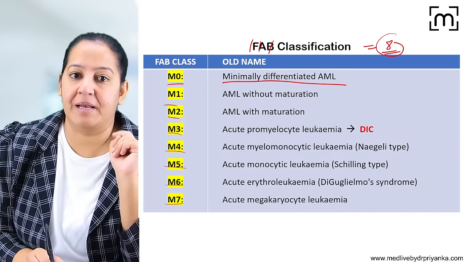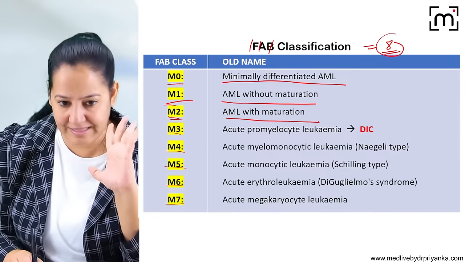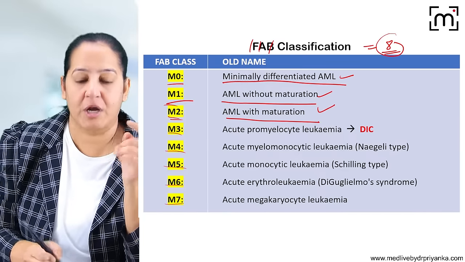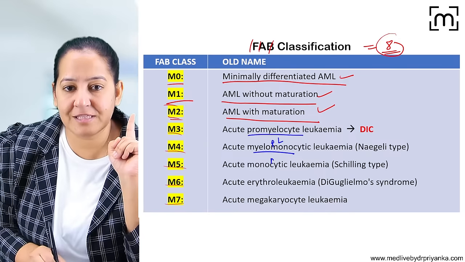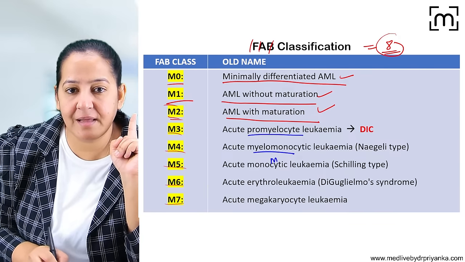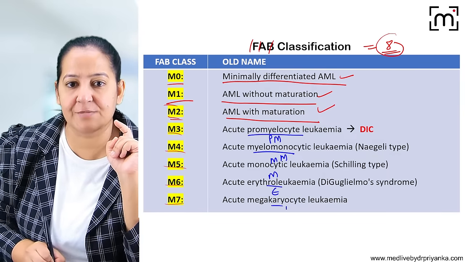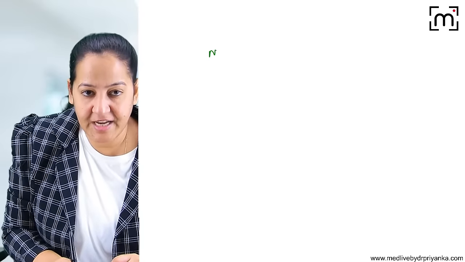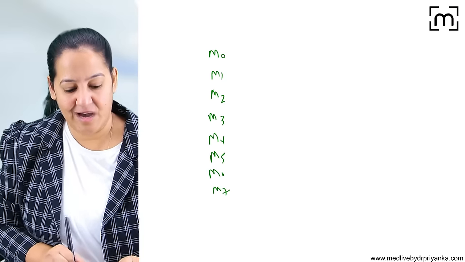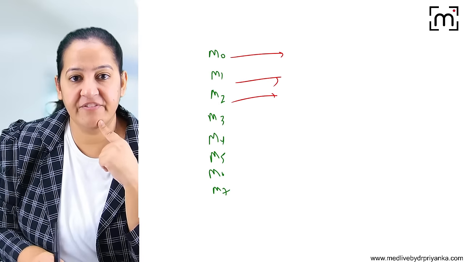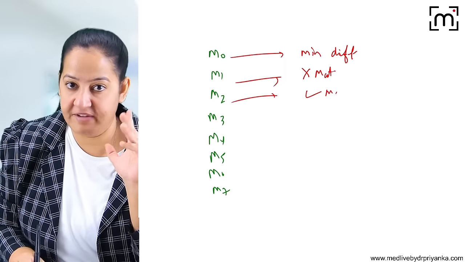M0 is minimally differentiated AML. M1 is AML without maturation. M2 is AML with maturation. Learn these 3: minimally differentiated, without maturation, with maturation. Now, after that, I have a way to learn it. M3 is promyelocytic, learned as PM. This is myelomonocytic, and this is monocytic. This is erythrocytic, and this is megakaryocytic. So we have total 8 types: M0 to M7. We have learned the first three: minimal differentiation, without maturation, with maturation.